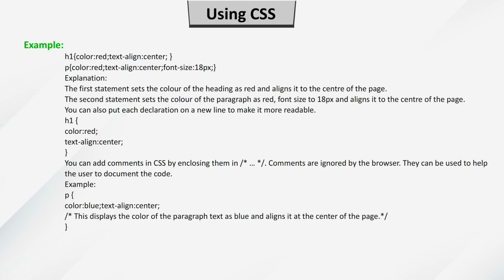p { color: red; text-align: center; font-size: 18px; } Explanation. The first statement sets the color of the heading as red and aligns it to the center of the page. The second statement sets the color of the paragraph as red, font size to 18px, and aligns it to the center of the page.